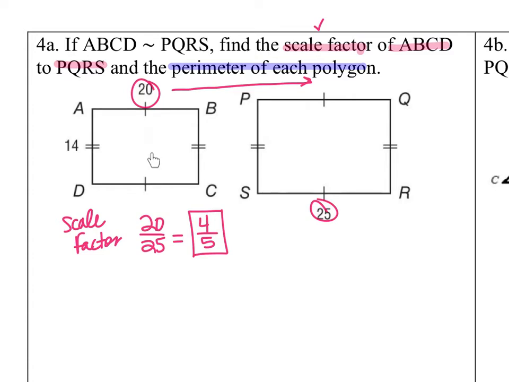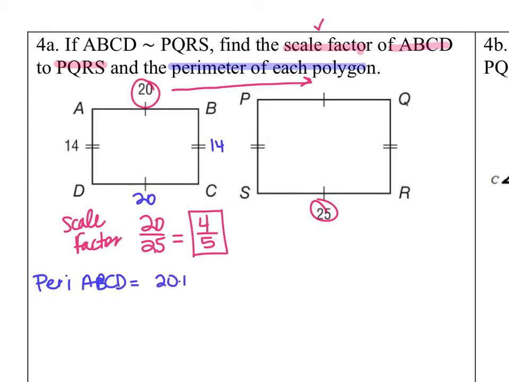So we need to look at our 2 polygons, or our 2 rectangles, and say which one gives me the most information. So here we have 20, which are both congruent, and then here is 14, these are both congruent. This, we're only given 25, so we can't find the perimeter just yet. So I want to start on the left. I know that these congruency marks mean my side lengths match the congruencies. Okay, so the perimeter of ABCD is going to be the sum of all the sides.